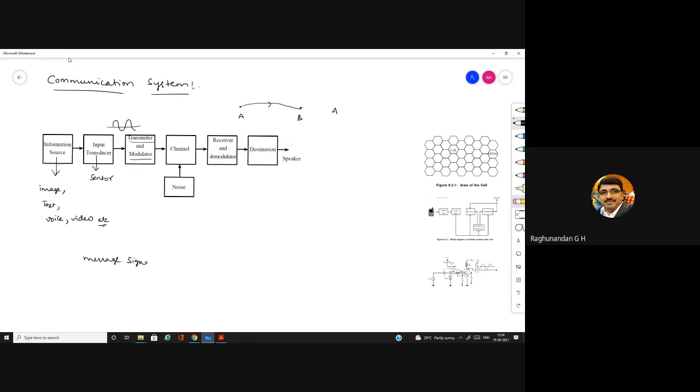This message signal should be transmitted for a longer distance. You are sitting at a far distance. Someone is sitting in Bangalore, someone is sitting in other places, Delhi etc. So this signal has to be transmitted to that distance. If I want to transmit my voice signal alone, it is not possible, because the signal we are producing is not having much energy. Because when you represent a signal, it is represented in the form of voltage versus time.